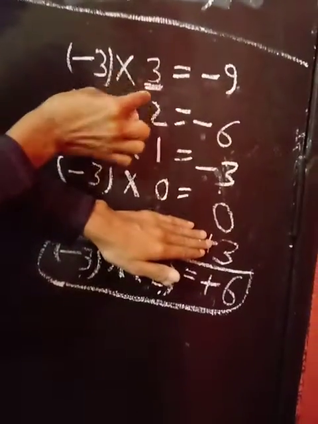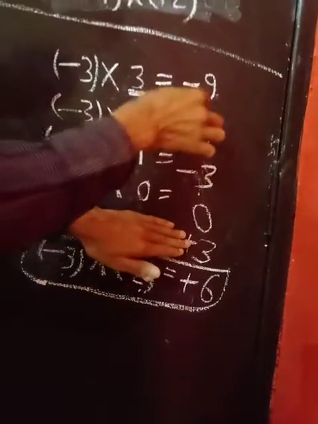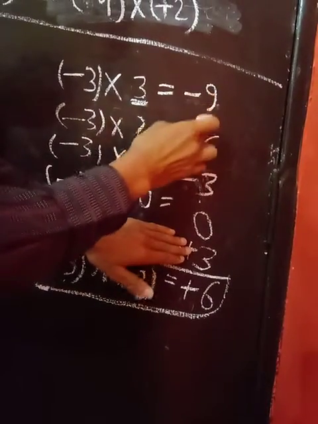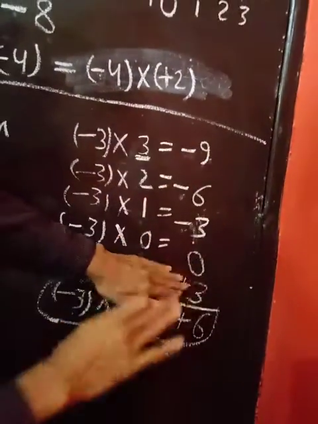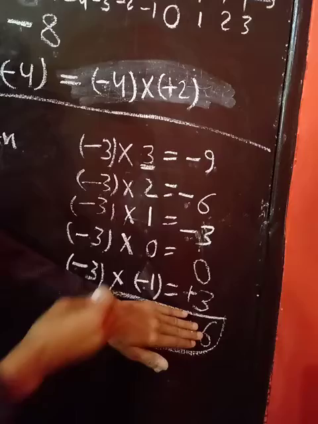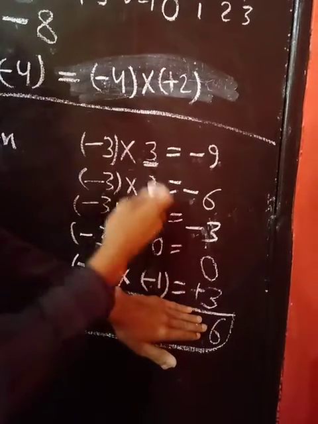But here you see the pattern: 3, 2, 1, 0. And here what is coming? The results are minus 9, minus 6, minus 3, 0, which means increasing by 3 each time. So you see the next step. What will come? This is constant. After 0, what will come by this procedure?